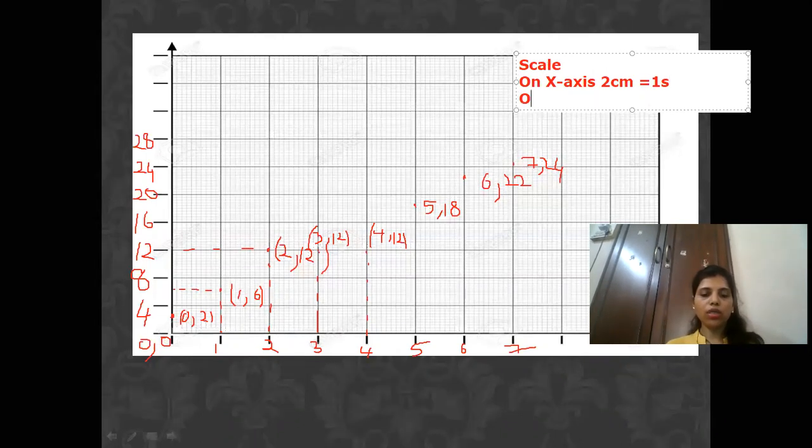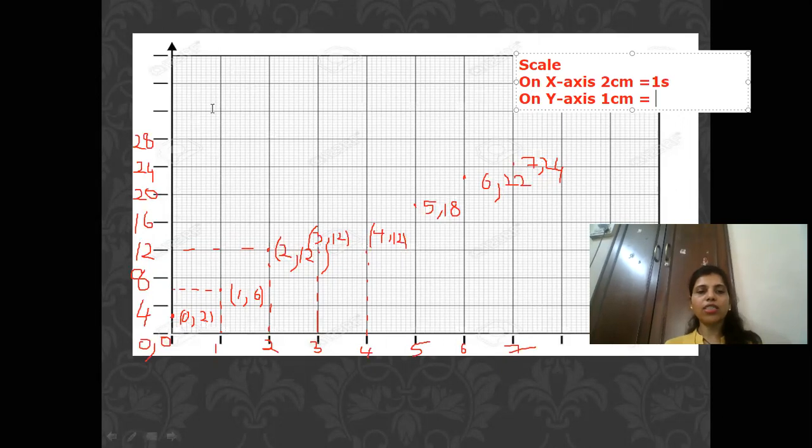and on the y-axis, you can see over here it is 1 centimeter equal to displacement. As you have to write over here on the y-axis, you have to write your displacement. So displacement is 4 meter. Okay, this you have to write.